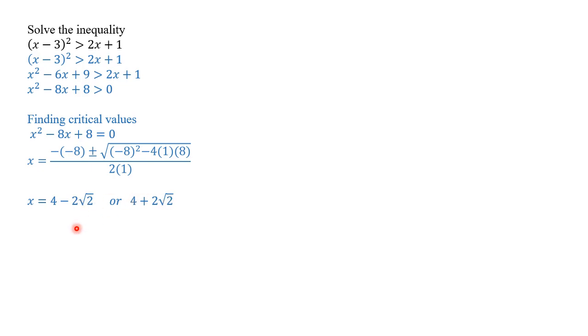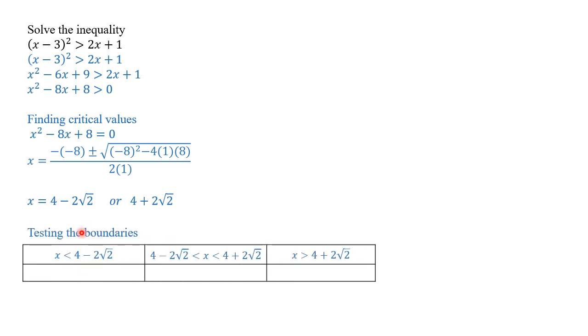So now we go with these critical values on the table that we have. Right, so this is our table. So we start with the smallest one. So the smallest critical value here is this 4 minus 2 root 2. So it's x less than 4 minus 2 root 2. Then we go to the next one. We join 4 minus 2 root 2 less than x less than 4 plus 2 root 2. Then the last one is x greater than the largest critical value 4 plus 2 root 2 here.